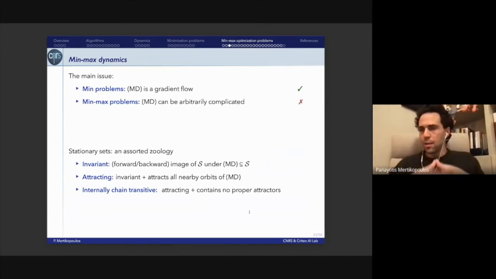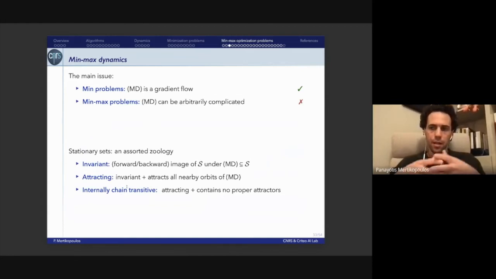So first of all, some terminology from dynamical systems. A set is invariant if it is forward invariant, if its image remains within itself along the dynamics. It is attracting if it is invariant and it attracts all nearby orbits of the mean dynamics. And so far these two notions are pretty well known, I guess. The other notion, which I guess might be a bit less well known, is that of internal chain transitivity. You are saying that a set is internally chain transitive if it is attracting and it contains no proper attractors.